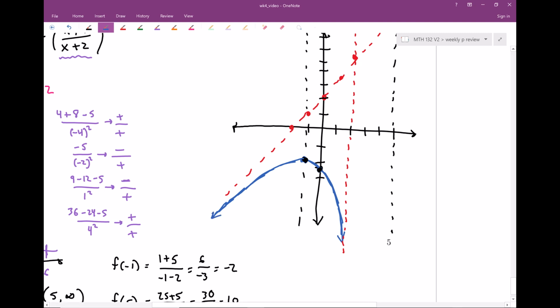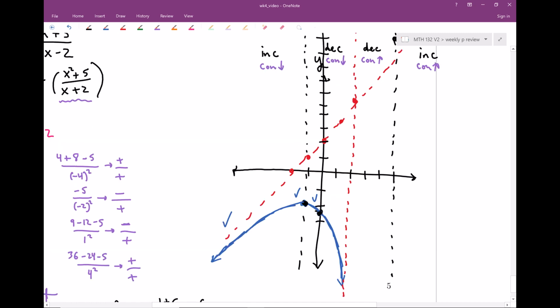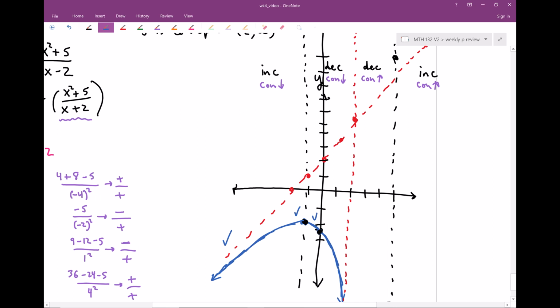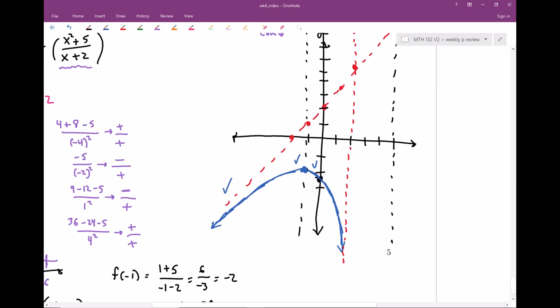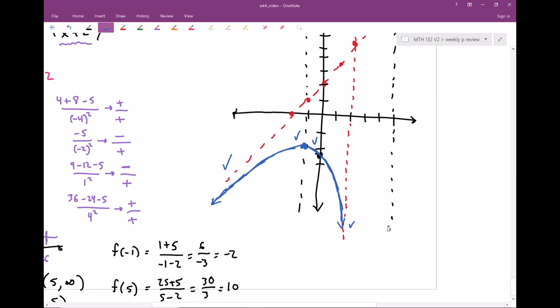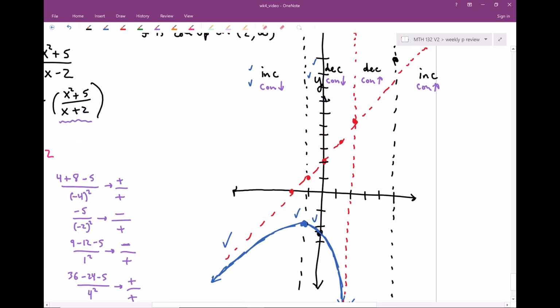It gets close to our slant asymptote. That's a good thing. It contains these 2 points. Look, on this first interval, it's increasing and concave down. Great. And here it's decreasing and concave down. Great. And then it gets closer to this vertical asymptote. So I think we've mapped it, and it's hit all the things that we wanted it to hit.